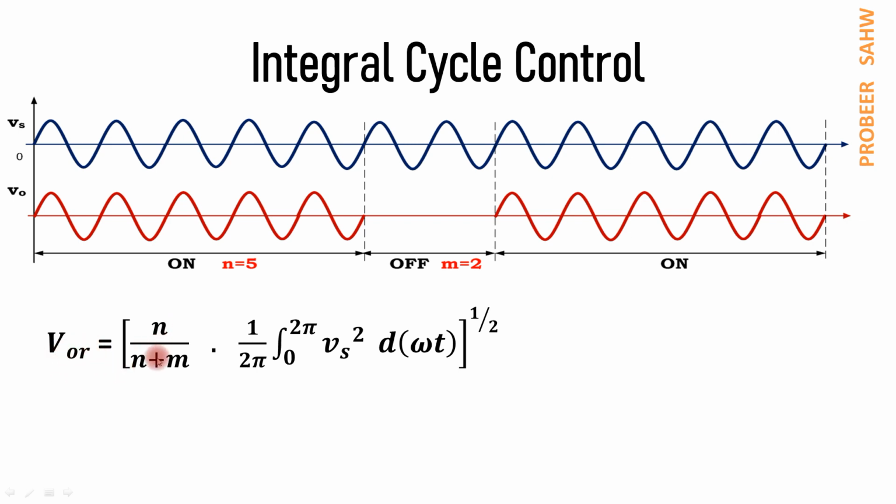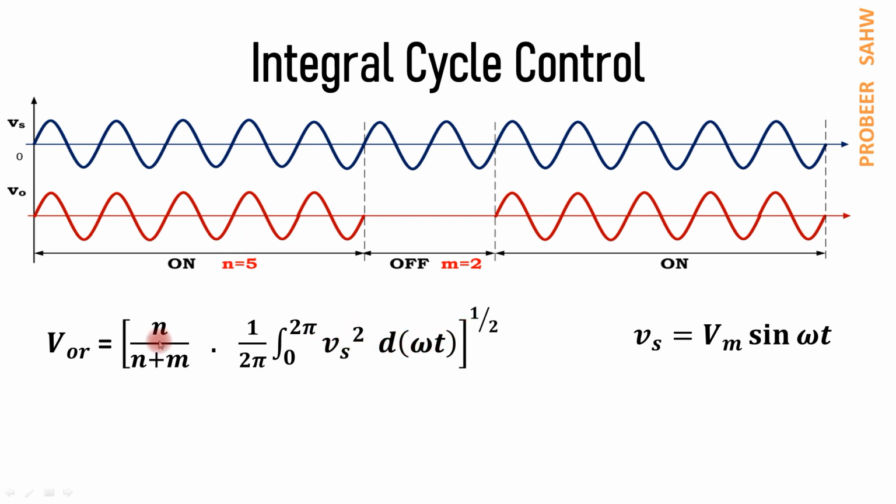So it is n upon n plus m, the duty cycle, into 1 by 2 pi, integral 0 to 2 pi, Vs square d omega t, where Vs is equal to Vm sin omega t. Vs is the supply voltage, which can be given as Vm, the maximum value of the sinusoidal voltage, into sin omega t. RMS value of one cycle of supply can be given as 1 by 2 pi, because it is available for 2 pi radians. One complete cycle, 1 by 2 pi, 0 to 2 pi, Vs square d omega t, under root.